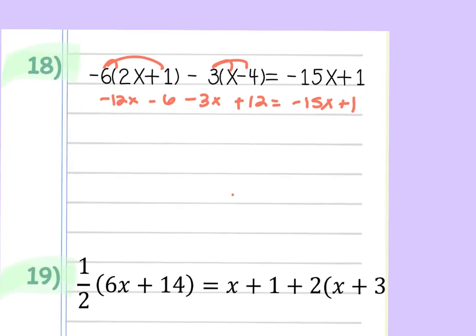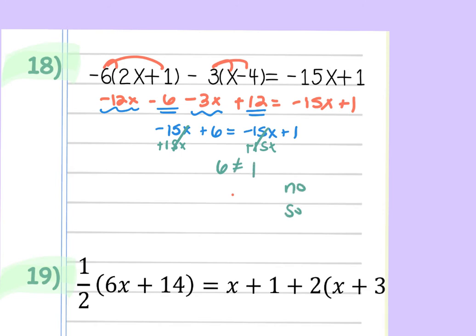Then you want to combine the like terms on the left, so negative 12 and negative 3 is negative 15x, and then negative 6 and positive 12 is positive 6. And then it doesn't matter what order you do these next two steps, but when you add the 15x, they cancel out, and what's left is 6 equals 1. This is not a true statement, so this would be a no solution scenario.